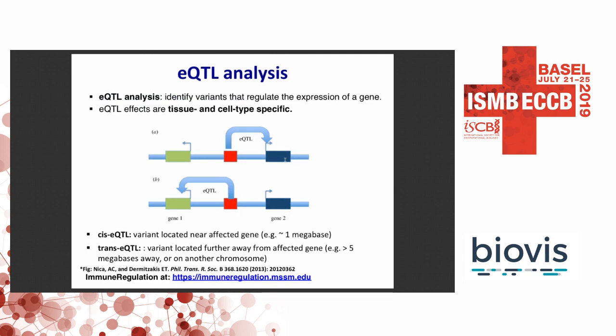The variant may be affecting a gene within one cell type, but it may be affecting a different gene in a different cell type. So they are usually cell type and tissue specific. And also an eQTL may be affecting a nearby gene, then it's called a cis-eQTL, or it may be affecting a gene that is further away or on a different chromosome, then we call it a trans-eQTL.